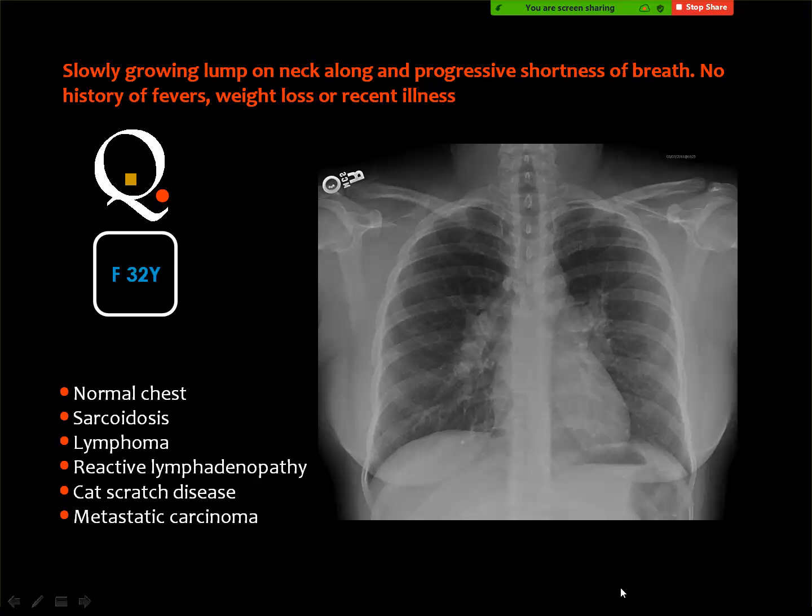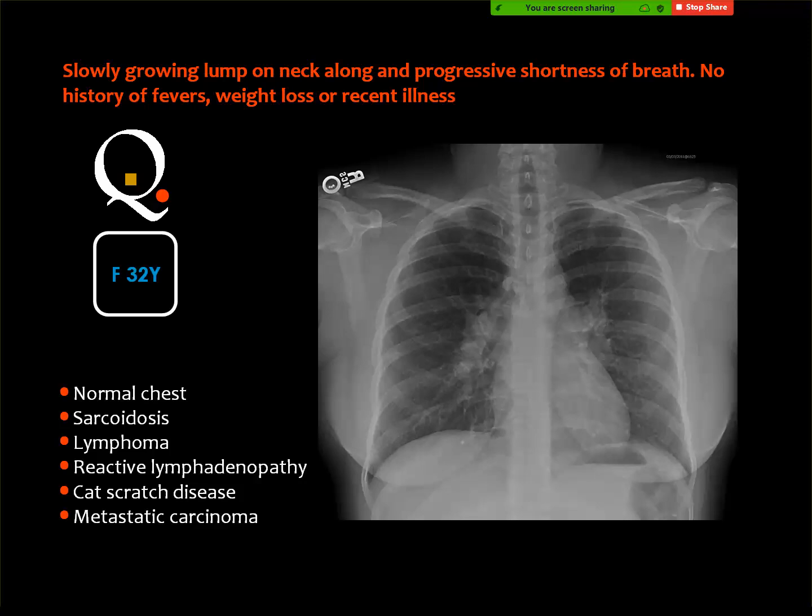Doctor, does this chest X-ray need a CT scan? Usually you proceed to a CT scan, but in the exam, for example, you have to state the diagnosis before you recommend the other imaging modality.